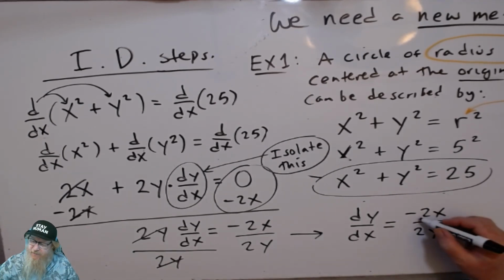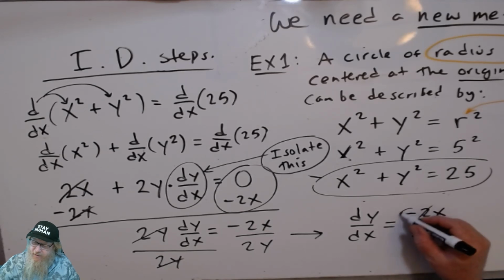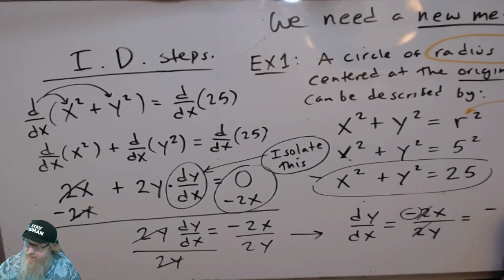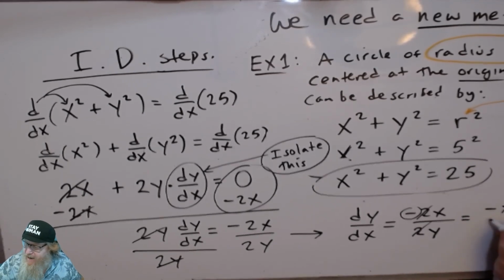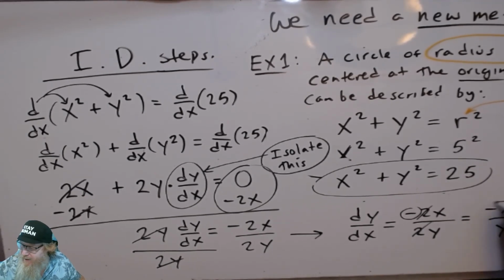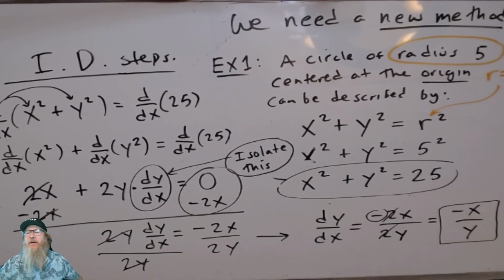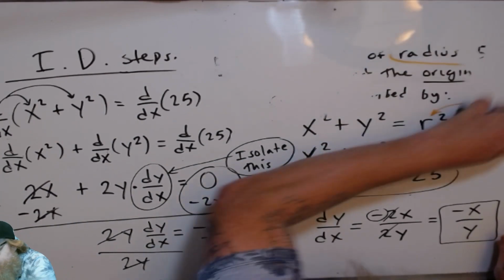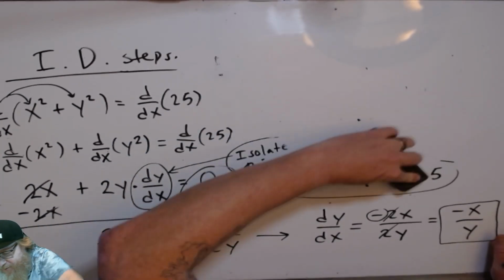And then we'll cancel the 2's. This is technically a negative 1, so it's just going to be negative 1x over y. I usually don't write the 1. I just say negative x over y. That's our derivative. Okay, so we're going to be doing a lot of these today, as many as I can get done in the time that we have.